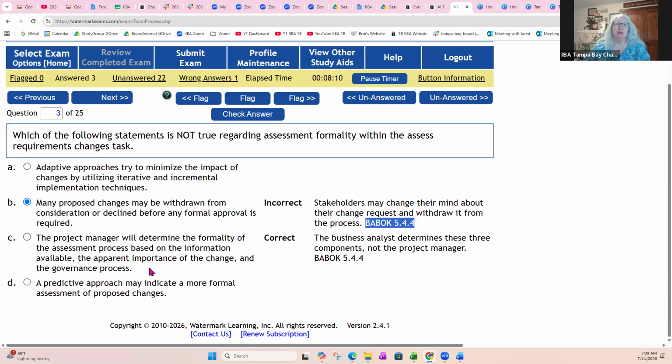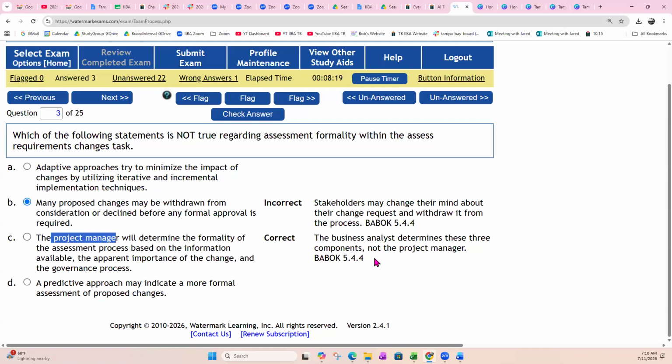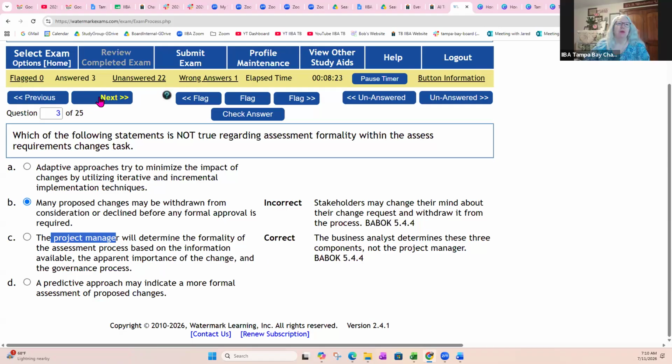Gotcha. C is the correct answer because it's not the project manager that will determine the formality. The business analyst determines the formality. Okay, yeah, but we learn, right?